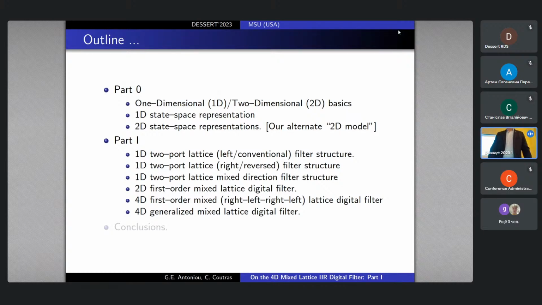Now, to go from 1D to 2D, it is not an easy task. In the same way, to go from 2D to 3D, it is not an easy task, and so on. And finally, I will talk about the conclusions.